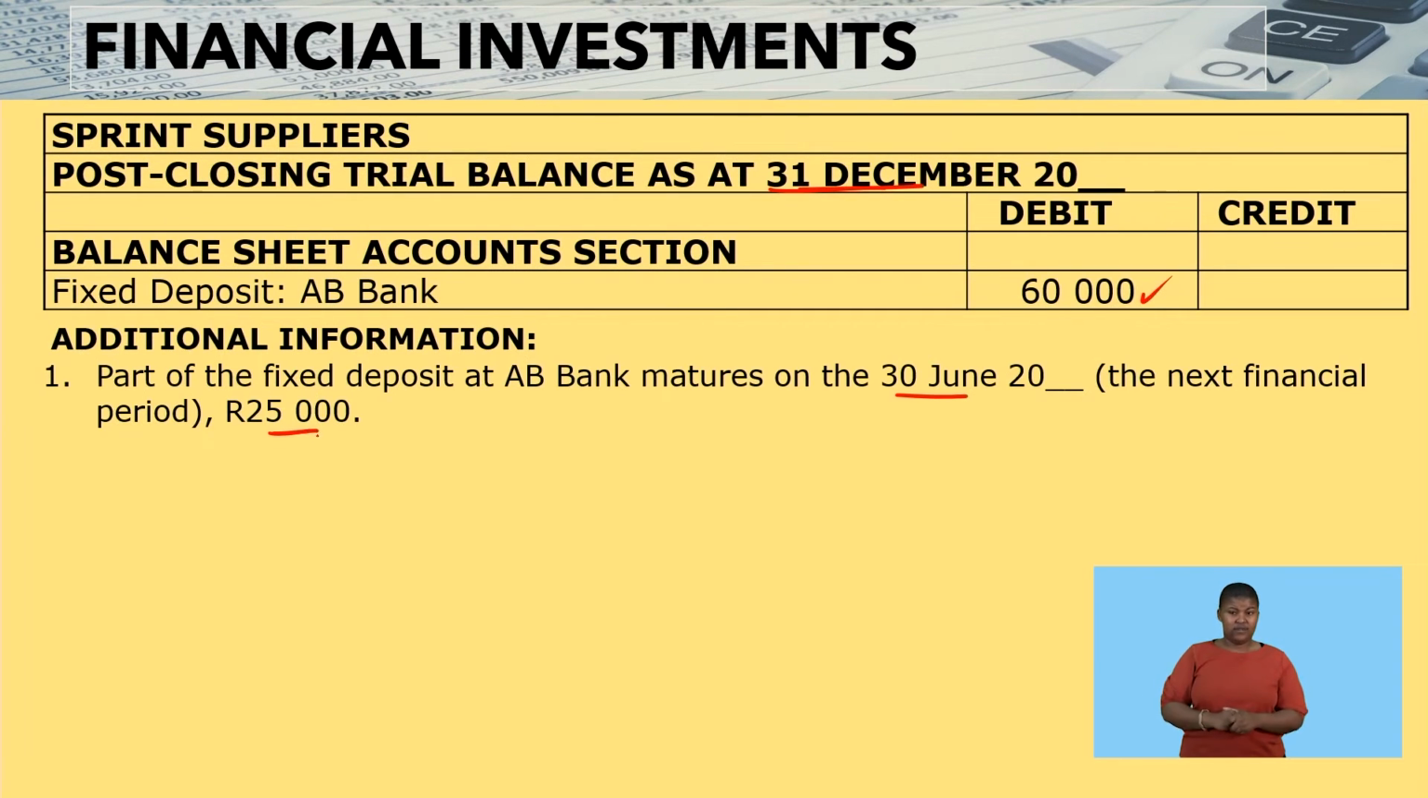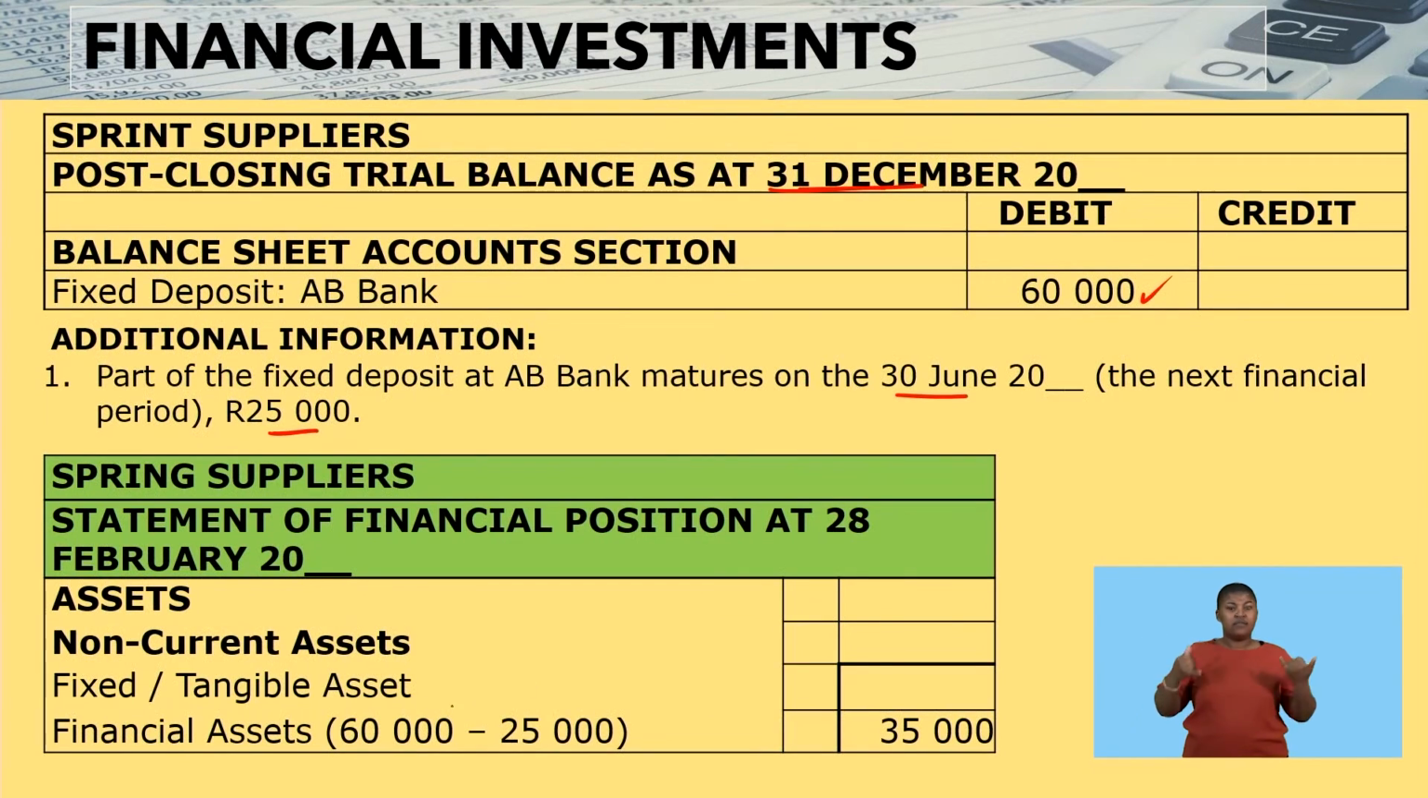Now, you have to understand that when a fixed deposit is going to mature within the next 12 months, it ceases to be a non-current asset and then it becomes a current asset. So we'll come here and then we'll say our financial assets are 60,000, which is this one there. And then we subtract the part of the fixed deposit which is set to mature within the next 12 months. Therefore, we remain here with 35,000. And that 25,000 will now go to your cash and cash equivalents. That is your note number 6.